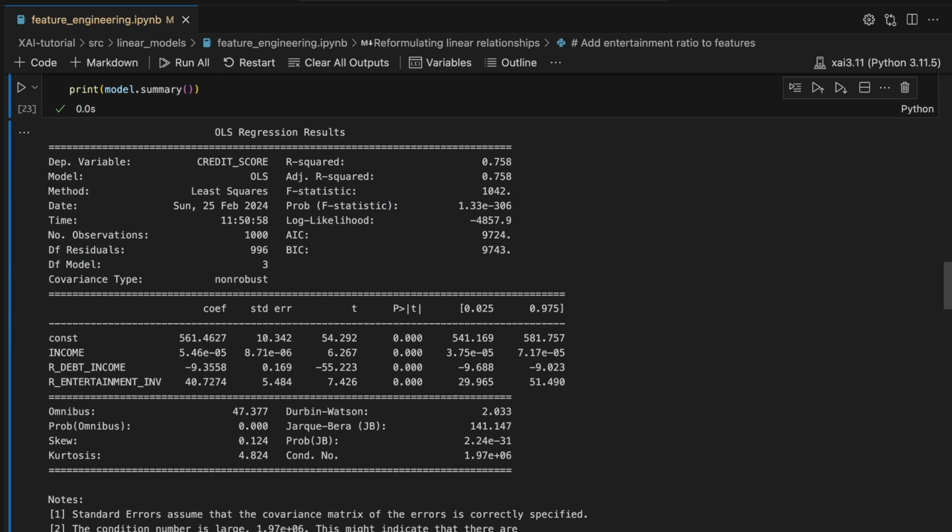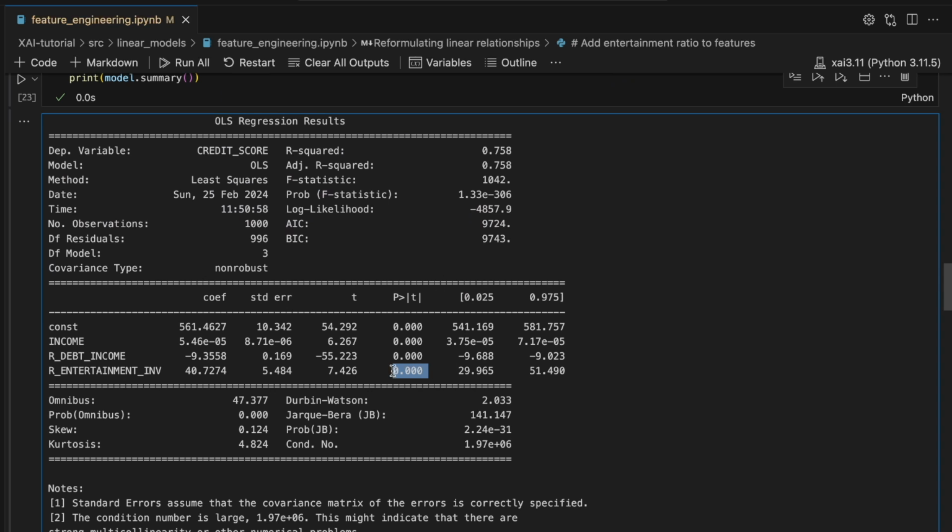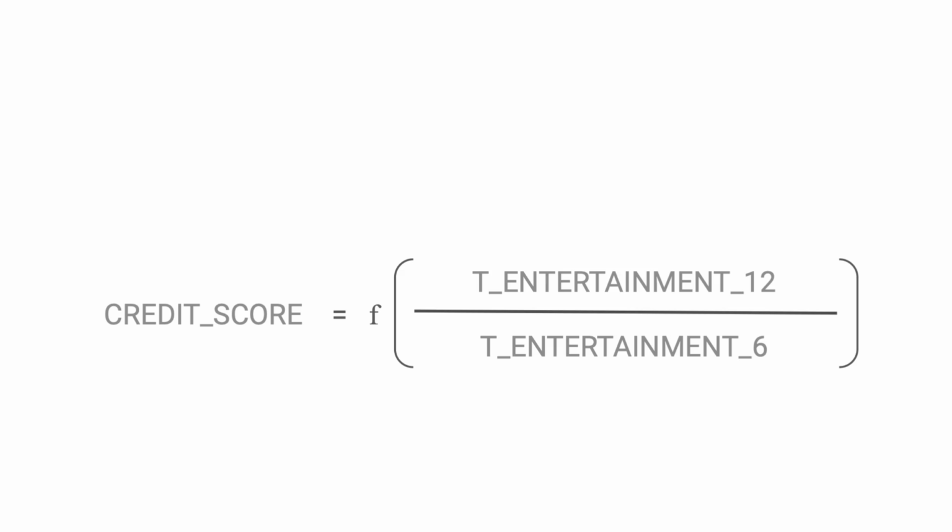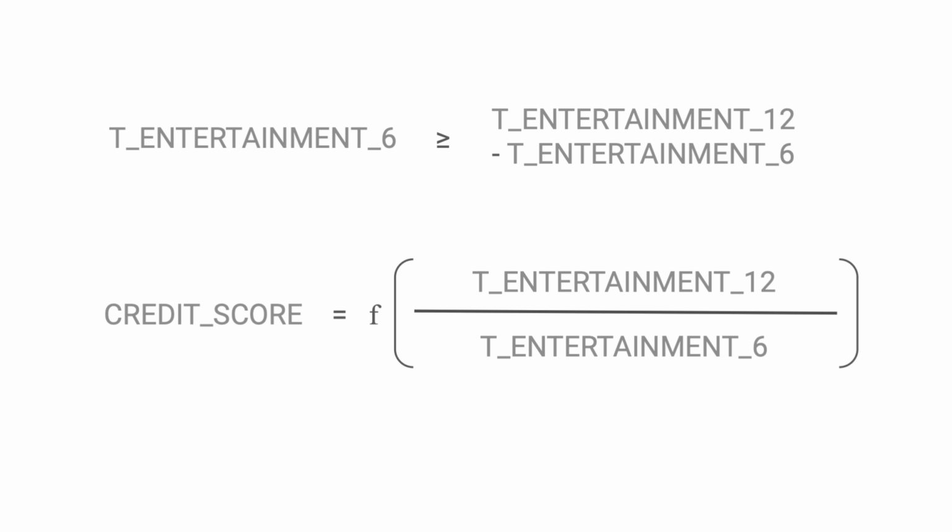Looking at the summary, we can see that this feature has a significant linear relationship with the target. From a statistical point of view, this is great, but we may have trouble when it comes to interpretability. To explain the relationship, we want to say something like, if a customer has spent a large amount on entertainment in the last 6 months relative to the last 12, they will have a lower credit score. To get there, we have to explain how an increase in spending leads to a decrease in this feature. Then, because the feature has a positive relationship, we have a decrease in credit score. This is clumsy and likely to confuse our audience.